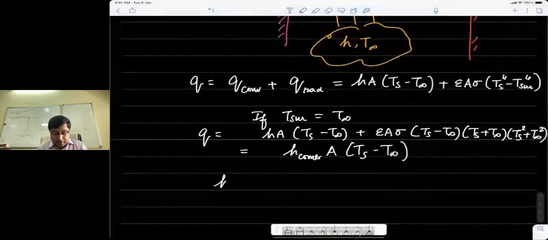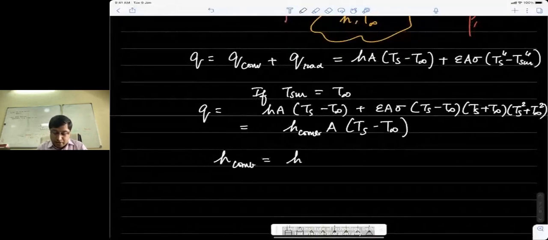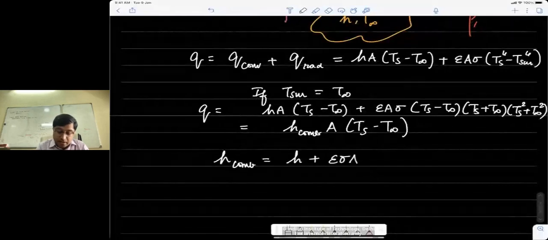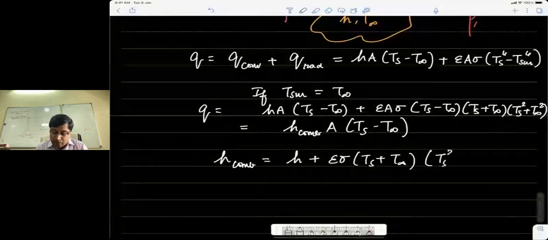So this h combined, as I'm saying, is actually the overall heat transfer coefficient. So it becomes h plus epsilon sigma (Ts plus T infinity)(Ts square plus T infinity square).